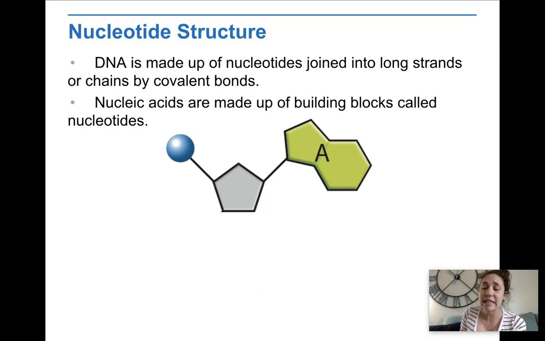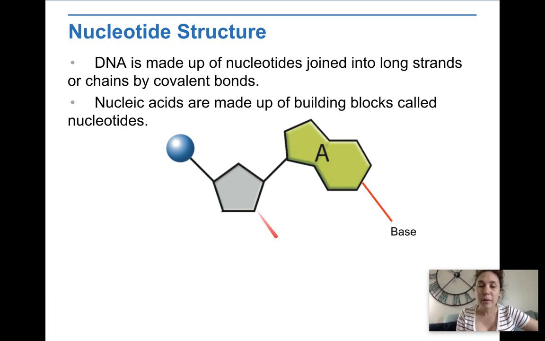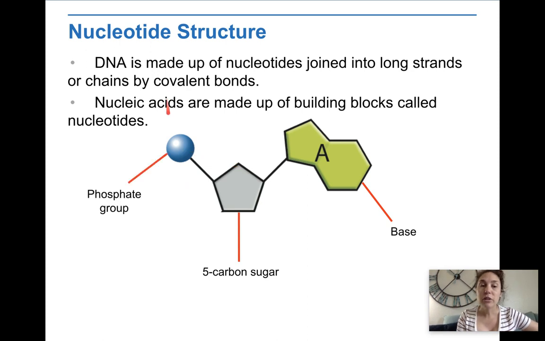But we know that DNA is a nucleic acid, just like RNA, and it's made up of these building blocks called nucleotides. So a nucleotide is this monomer that makes up this macromolecule, and it's made up of 3 different subunits. So here we have a nitrogenous base, in this case adenine, and it's bonded to this 5-carbon sugar, which could be deoxyribose if we're talking about DNA specifically. And then it's bonded to this phosphate group. So collectively, all 3 of these different parts are considered a nucleotide.